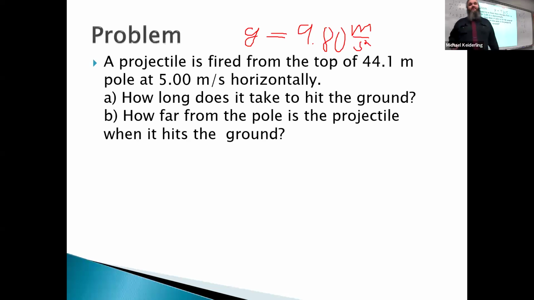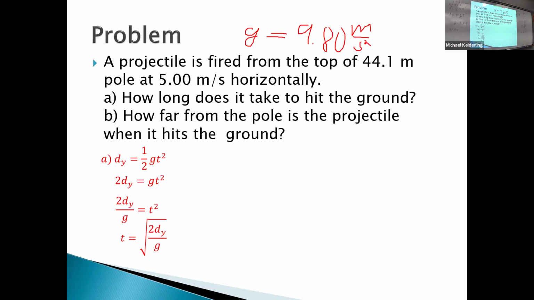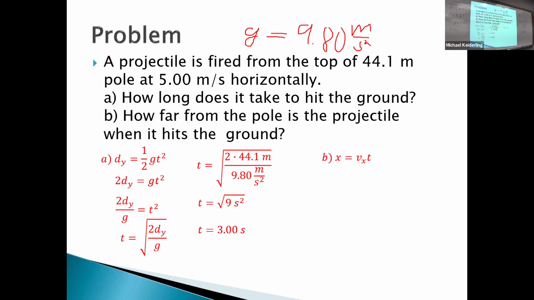So in this case, same thing. The distance vertically is 1/2 g t squared. So time is the square root of 2 times the distance vertically over g. So 2 times 44.1 meters over 9.8 meters per second squared, square root. That gives us 9 seconds squared. So time is 3 seconds. It's 3 seconds to hit the ground.